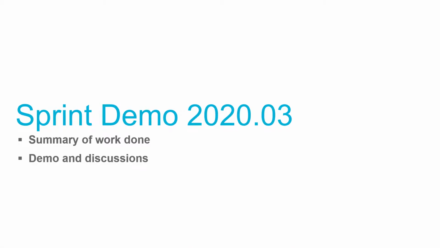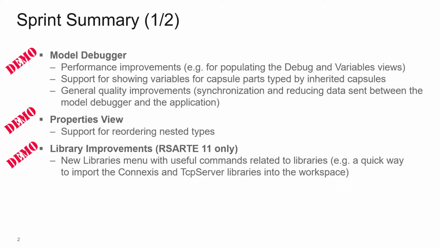Start with a brief summary of what we did in this sprint, and then we have the demo and hopefully some discussions. So we continued to work with the model debugger, and in this sprint we mostly focused on quality improvement, performance improvement, for example, improving the debug and variables views.